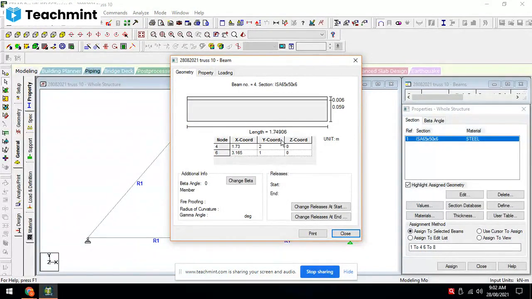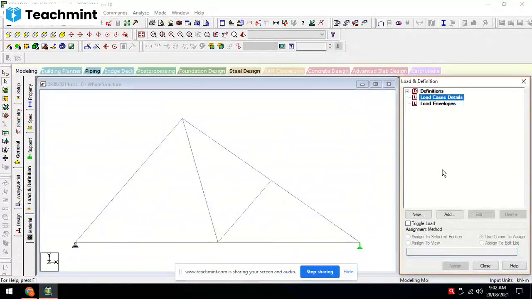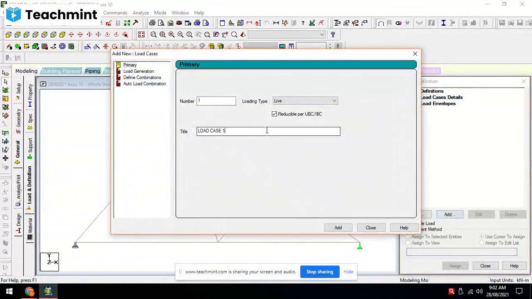1.9406, that is the length there. Okay, 1.74906, right? So what I am doing now, I am applying the inclined load, so that's why the dimension must be known to all of you.